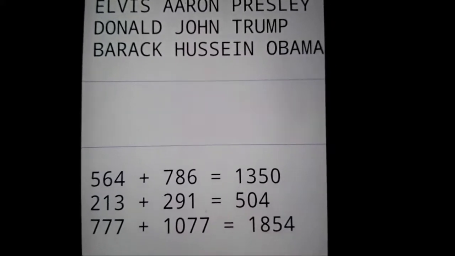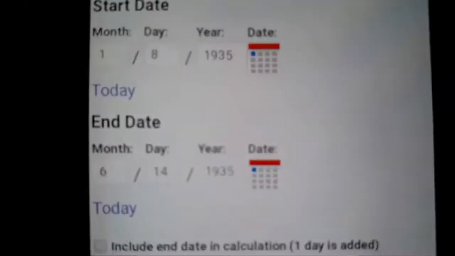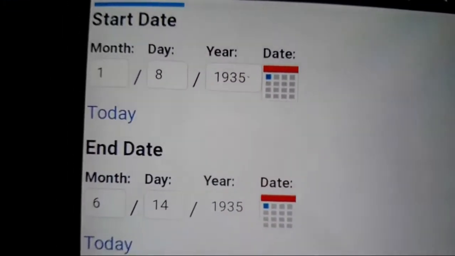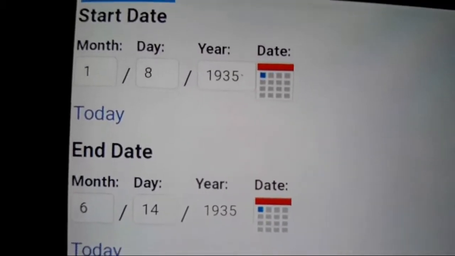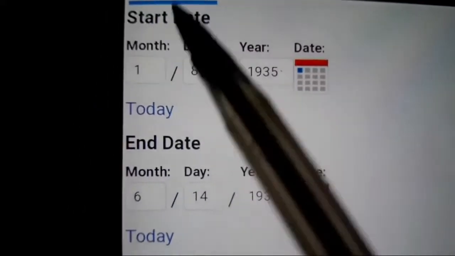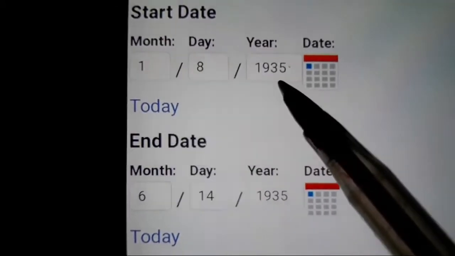Anyway, let's just move on. Let me show you how this all works. What I did here is I took Elvis's birth date. Okay, this is Elvis's birth date, 1/8/1935.